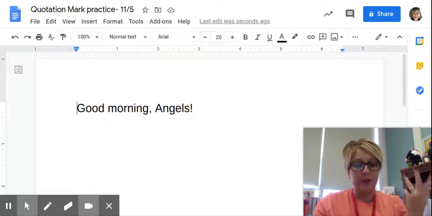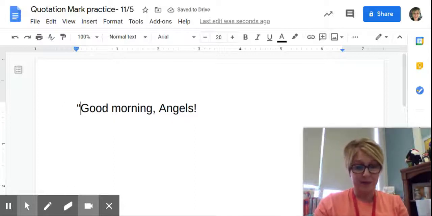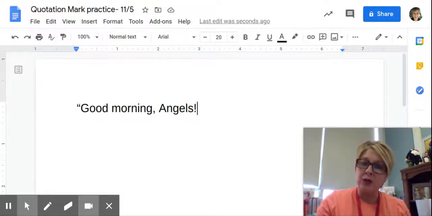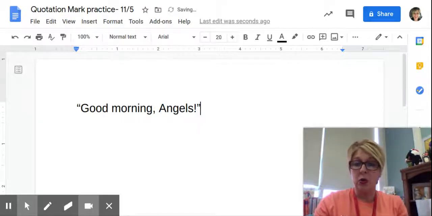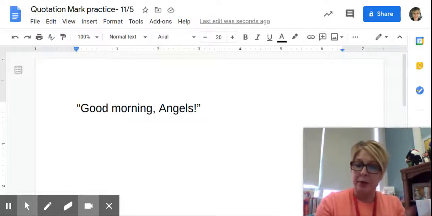The key on your keyboard is to the left of the enter button, and you have to hold down the shift and then push that button. It has a comma and then the quotation marks above it. "Good morning, angels!" Then we're going to put another set of quotation marks at the end of what she has said, so after the word angels and even after the exclamation mark. So I'm going to do shift quotations again, and there it is. That's how it would look in a book.